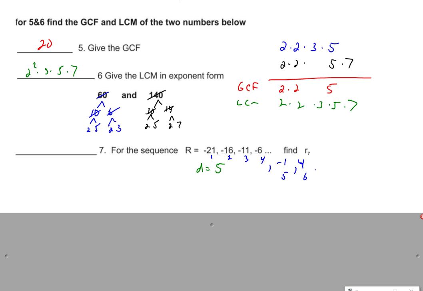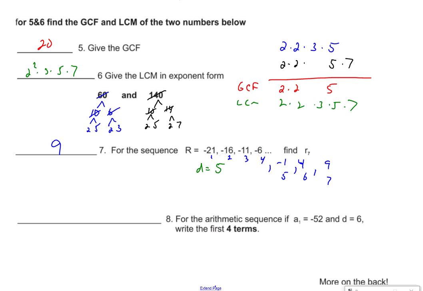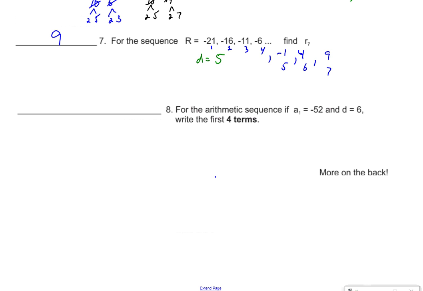4 is the 6th, and what is 9 the 7th? Right, do you agree? So again, you thought, okay, I can figure out D, it's a 5. So I'll add 5 to the negative 6, right? The recursive idea, I can get the next one. I get negative 1. Add 5 to the negative 1, I get 4, that's the 6th. Add 5 to the 4, and I get 9. How many got that one right? Okay, good.